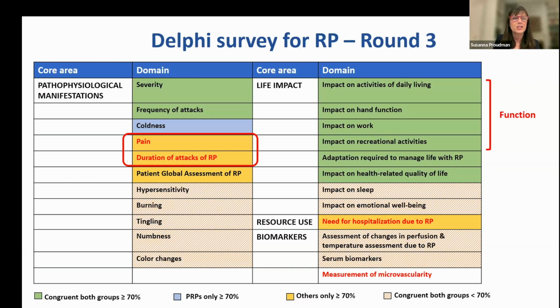Items with the cross-hatched background did not reach 70% or more from either stakeholder group and were not considered further. Measurement of microvascularity in red at the bottom of the slide was one of the additional items suggested by survey respondents, indicating that the original item for assessing the microvasculature, assessment of changes in perfusion and temperature assessment due to Raynaud's phenomenon, wasn't considered sufficiently inclusive as currently phrased. So including this new item was also discussed.